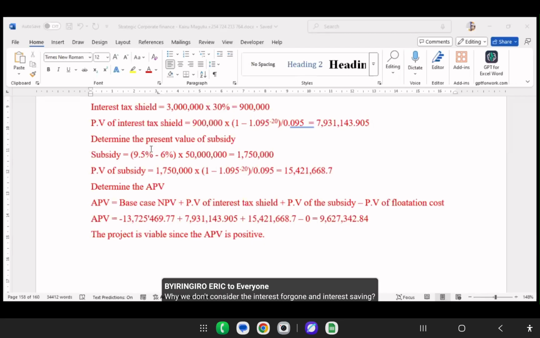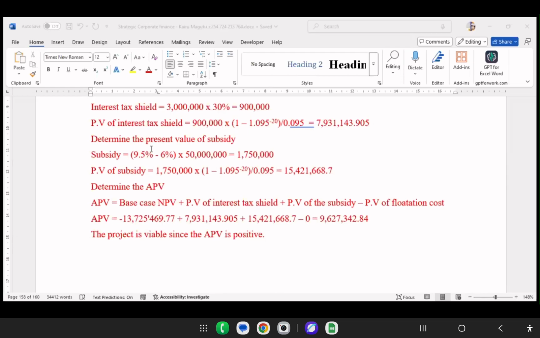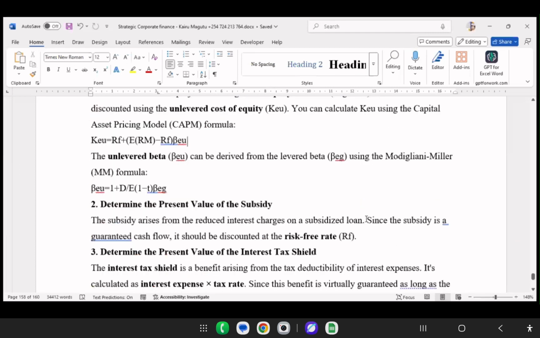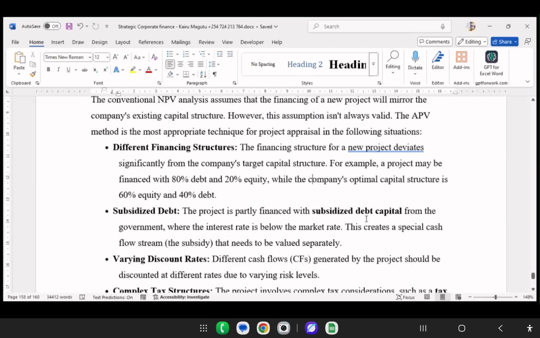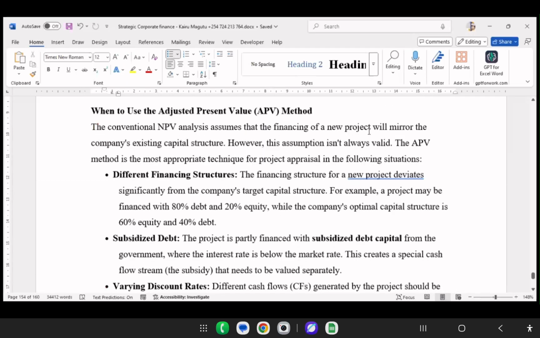We are told to differentiate between APV and NPV as methods of investment appraisal, and indicate the circumstances under which APV might be better at evaluating a capital investment than NPV. I think that one I explained in the notes. Because I just explained today, it is important I take you back to the notes so that you can see what we said. Look at this introduction to APV.